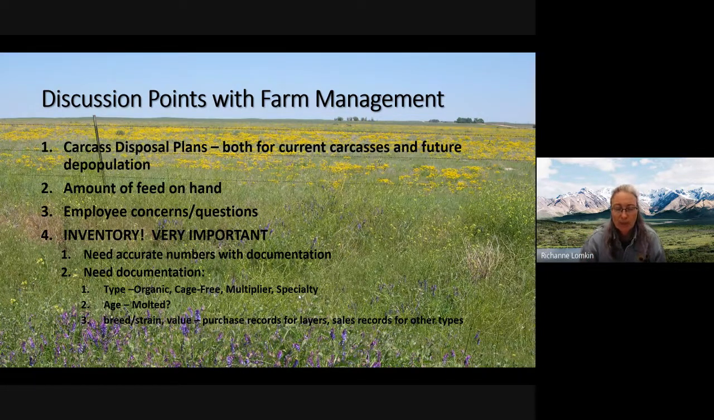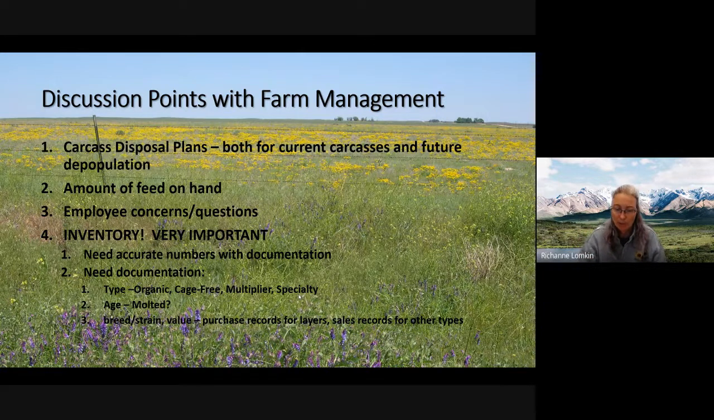Also, we need the documentation of what kind of birds these are. That means type. So are they organic? Are they cage-free? Are they multiplier? Are they specialty? And then age. Have they been molted? So if these are layers, and I'm going through this as if this is a layer facility, based on the fact that that's the majority of what we have here, especially on my side of the mountains. But have they been molted? If so, how long ago were they molted? If not, were you planning on molting them? Those kind of things. And then breed or strain, because some of them are more expensive than others. So we need to know that.